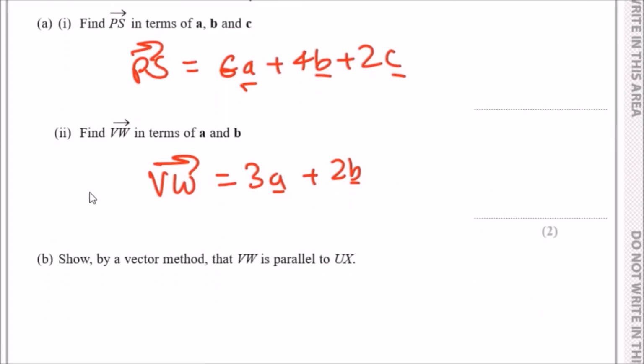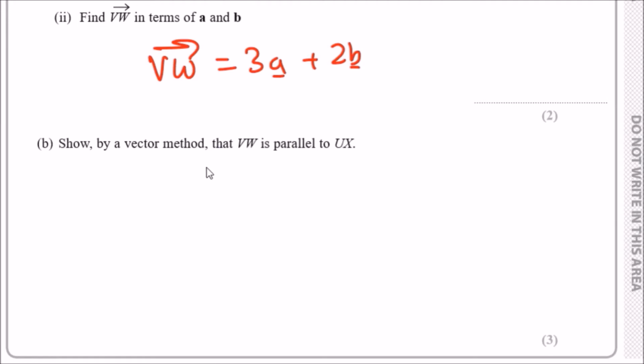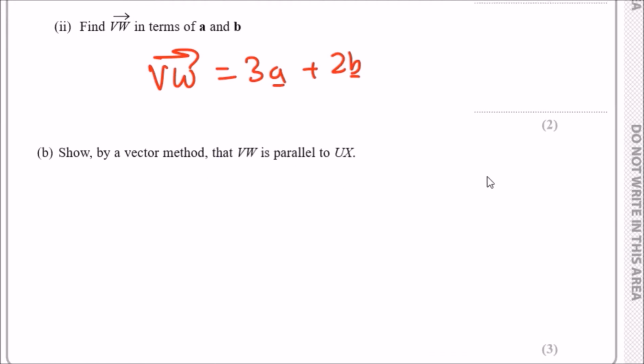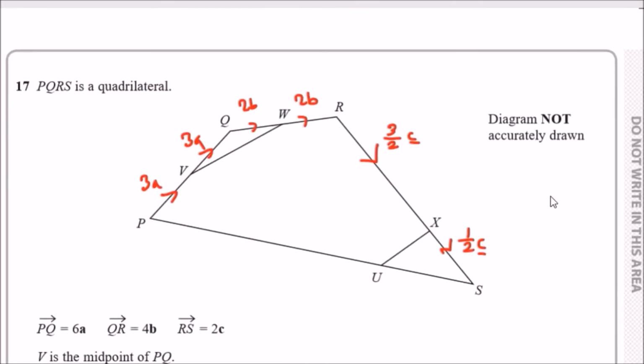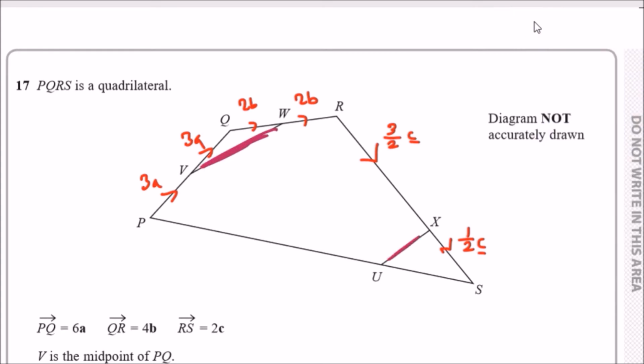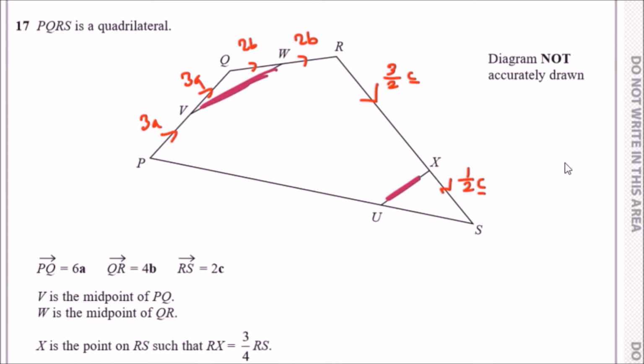Okay, part B now. Show by a vector method that VW is parallel to UX. So where's VW? We did VW already. It's this line here. Let me get my colors. Let's use purple. So here is VW and here is UX. The only way to do this is to try and find an expression for U to X and see if they are a scale factor of each other.